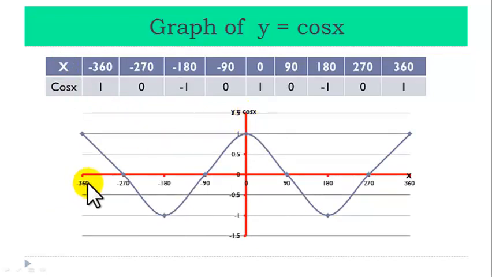At minus 360, we can say it is 1. At minus 270, it is 0. At minus 180, it is minus 1. At minus 90, it is 0. At 0, it is 1. At 90, it is 0. At 180, it is minus 1. At 270, it is 0. And at 360, it is 1.